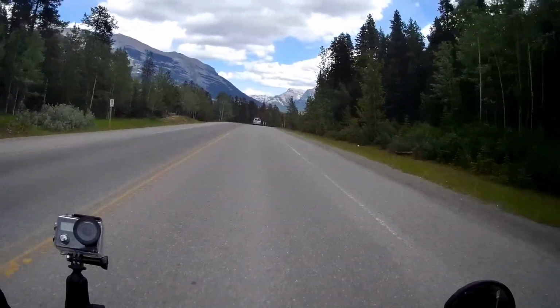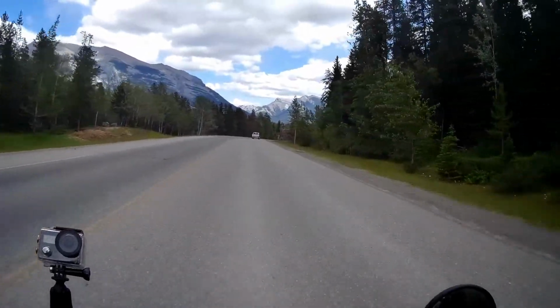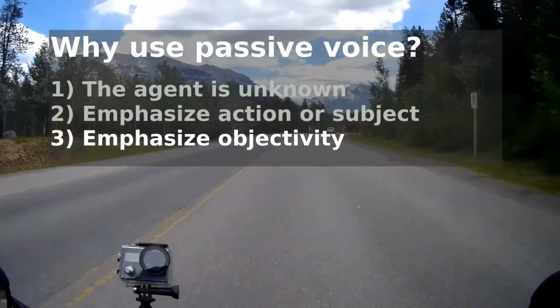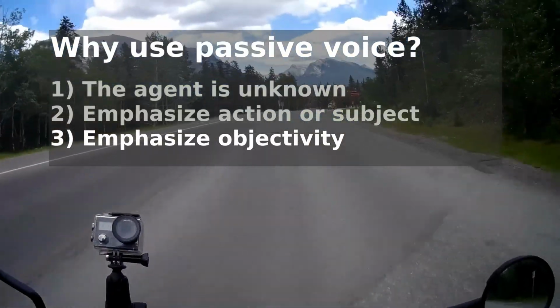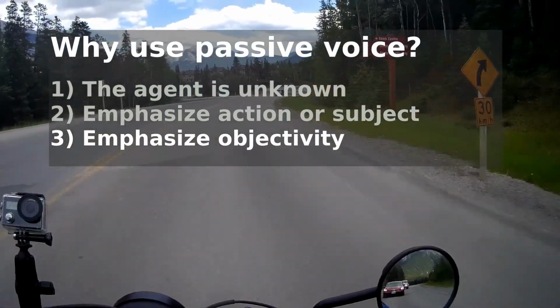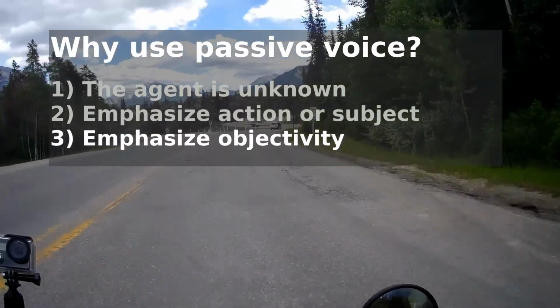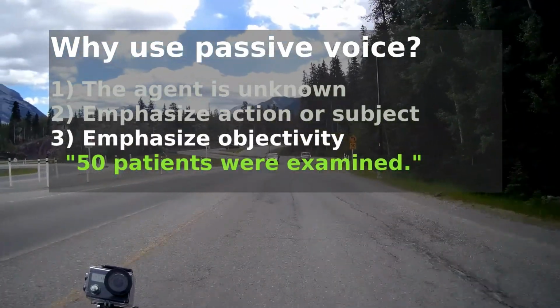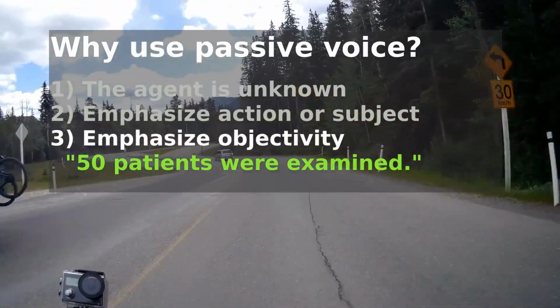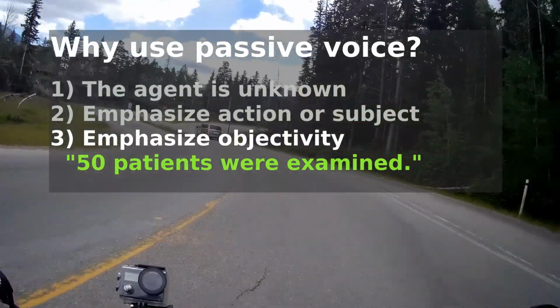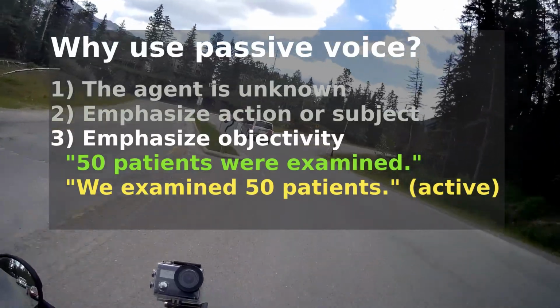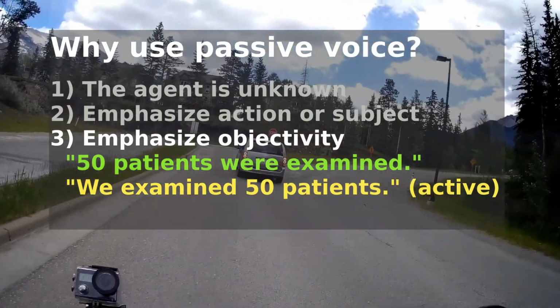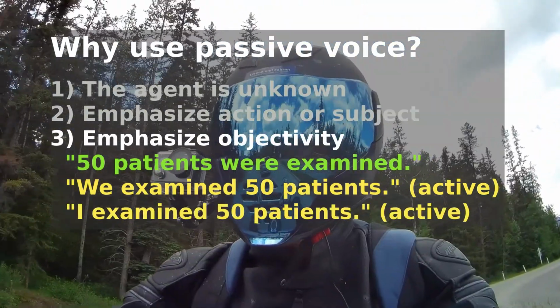A third reason you might use passive voice is to emphasize objectivity or to create the appearance of objectivity. So, for example, you'll see this in scientific reports and studies. You might see a sentence like, 50 patients were carefully examined. Okay, that sounds more clinical and more objective than saying, we examined 50 patients. And it sounds better even than I examined 50 patients.